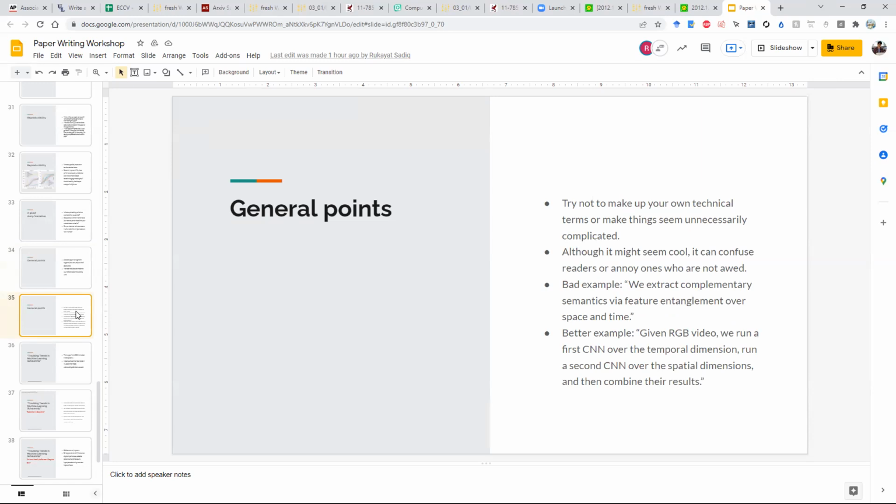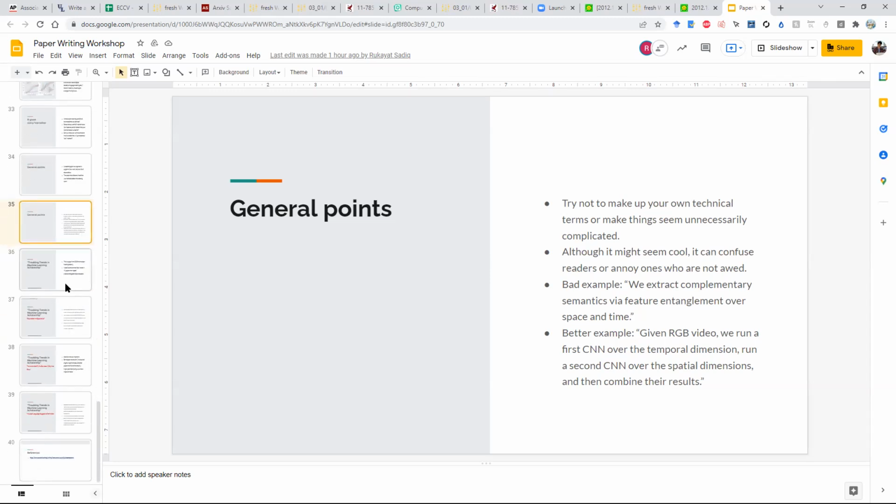An example I thought of was, you might write, "we extract complementary semantics via feature entanglement over space and time." Okay, that sounds cool, but what does it actually mean? You want to distill that into, "given RGB video, we run a first CNN over the temporal dimension and run a second CNN over the spatial dimensions, and then combine the results." These two are supposed to mean the same thing, but you can clearly see that the second one doesn't use language like feature entanglement over space and time, and rather is more clear and direct. When someone's reading your work, they want to get the core intuition as quickly as possible, and the first example inhibits them from doing so.